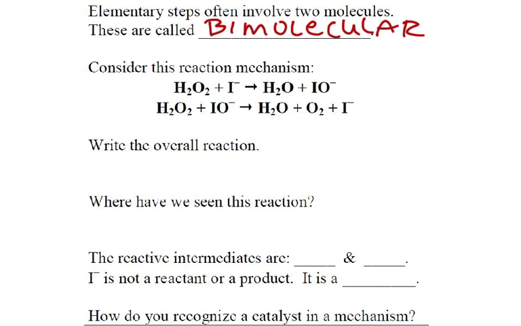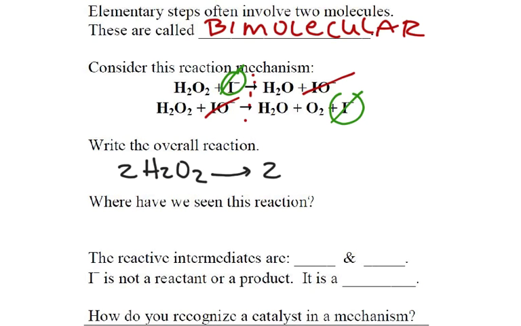So again, here's another reaction. Let's write the overall reaction. So what can we cancel? We look at both sides. This IO minus would cancel. And you can see also this I minus would cancel. So write the overall reaction. What do we have left? We have two H2O2 turn into two H2O and an O2.